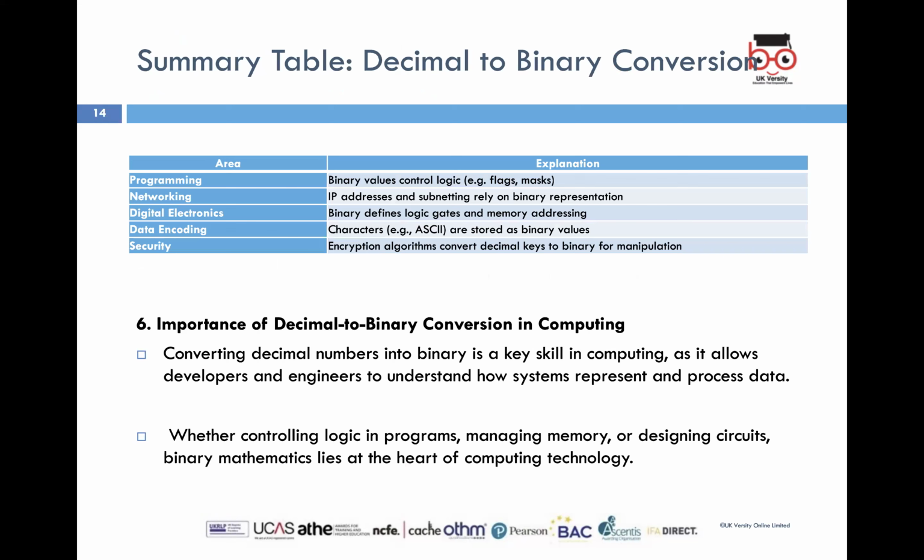Summary table. In programming, binary values are used in control logic, for example flags and masks. In networking, it is used in IP addresses and subnet masks. Subnetting relies on binary representation. In digital electronics, binary defines logic gates and memory addressing. In data encoding, characters, for example ASCII, are stored as binary values. And in security, encryption algorithms convert decimal keys to binary for manipulation.